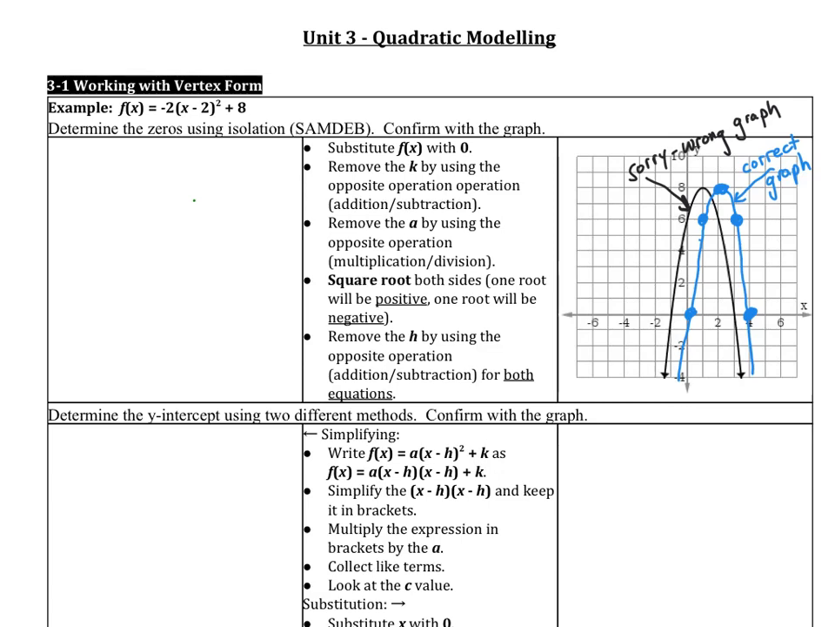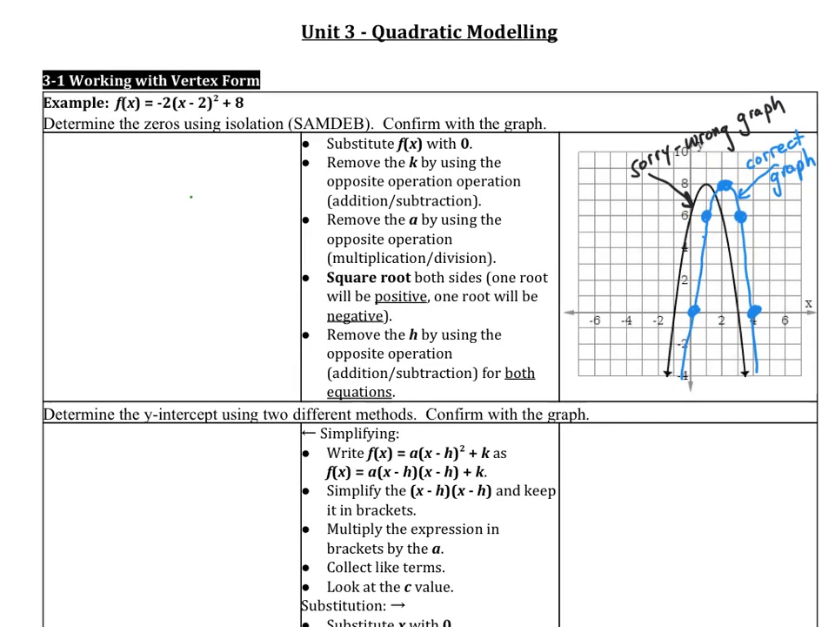Welcome to your first lesson of Unit 3. Today you are going to learn how to determine the special points of a parabola when the equation is in vertex form. The first thing we're going to start with is how you would solve for the zeros, and you can do that using isolation. To use isolation, what you want to do is use the opposite of BEDMAS, which is SAMDEB.